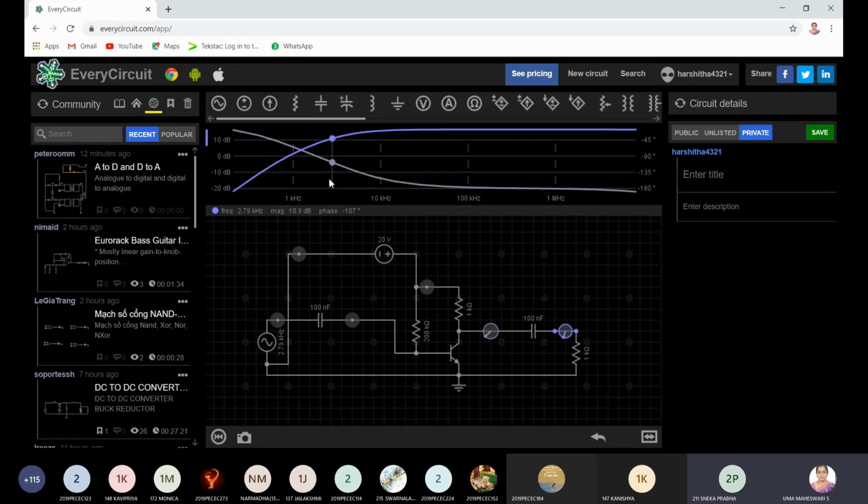Yes. Now this cursor is pointing at 2.79 kilohertz. At this frequency 2.79 kilohertz, what is my voltage gain in decibel? It is 10.9 decibel. So for example, let me move my cursor here. So now the cursor is at which value? 10.1 kilohertz. At this 10.1 kilohertz, what is the voltage gain? It is 15.7 decibel. Likewise, wherever needed, I can place the cursor.